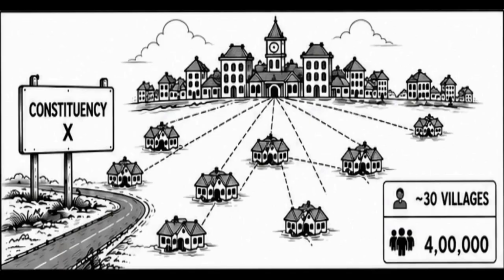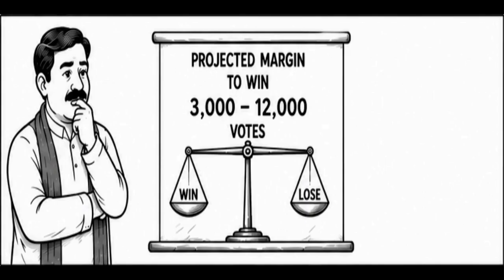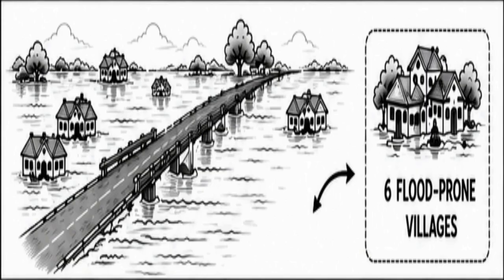A quick worked example to illustrate on screen. Constituency X has 4 lakh voters spread across a market town and about 30 surrounding villages. Politician A is the sitting MLA, and internal surveys show the race is close. He's projected to win by a margin of roughly 3,000 to 12,000 votes. Of those villages, 6 sit across a low-lying stretch that floods every monsoon.